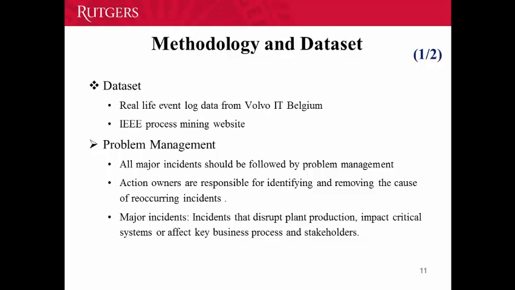The firm requires that all major incidents should be followed by problem management. Major incidents include the incidents that disrupt plant production, affect key business processes and stakeholders, and impact critical systems. And the firm requires the action owners to be responsible for identifying and removing the cause of the recurring incidents.